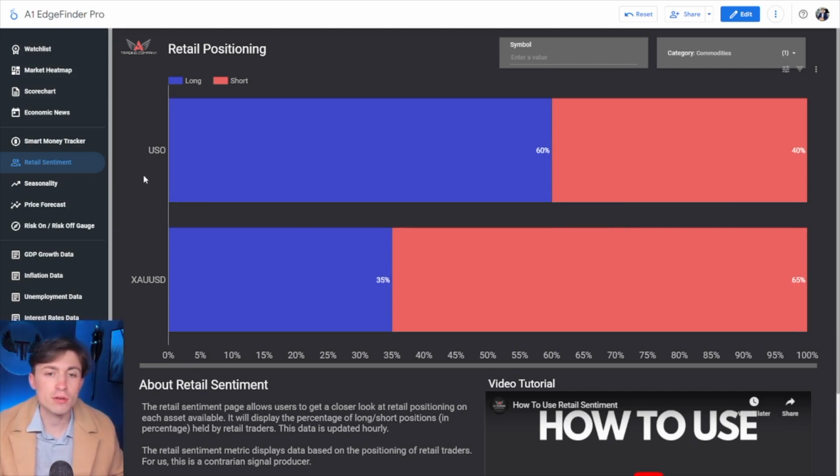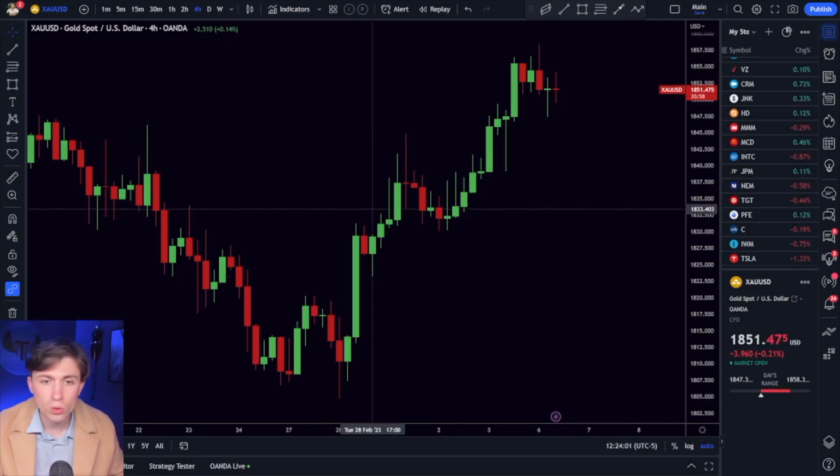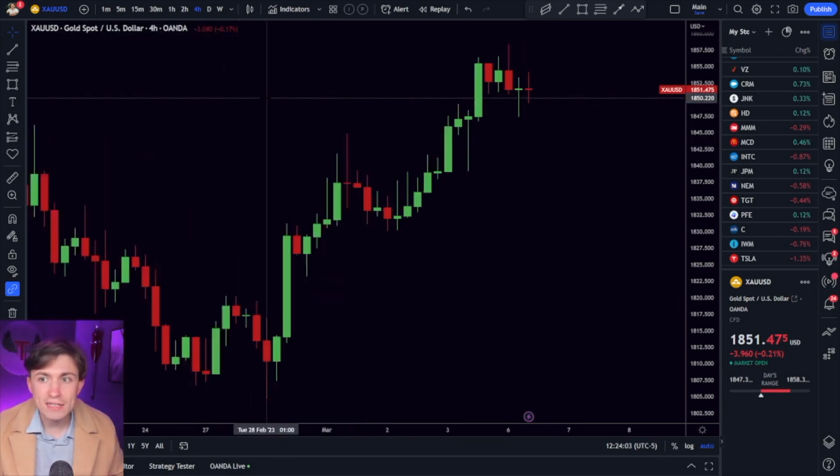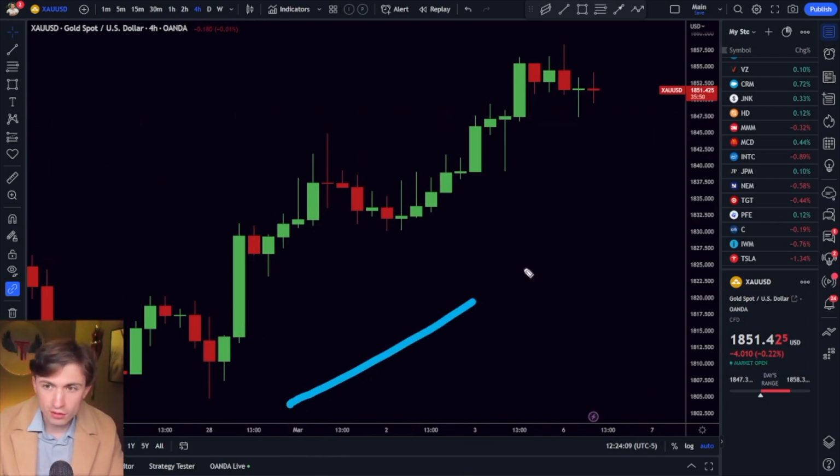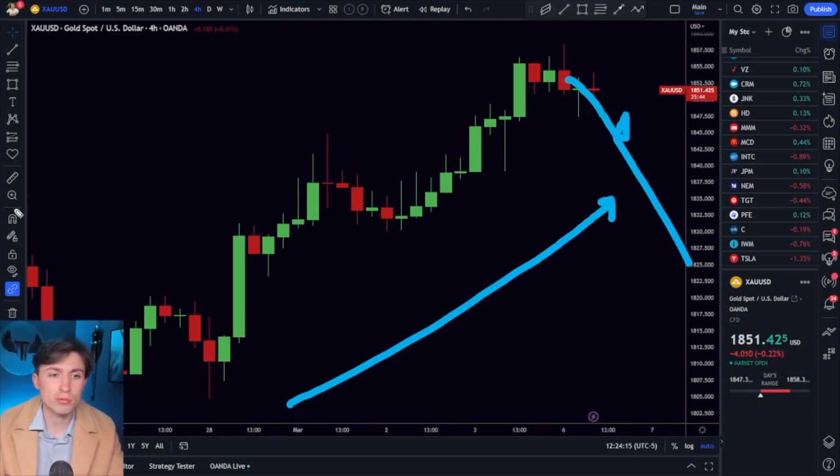So if we know that the very crowded trade right now is to be short gold and the gold chart is rising, it actually gives us a confirmation to be long biased, going with the chart and against the retail traders who are betting against gold, thinking that it's going to go down from here, right?